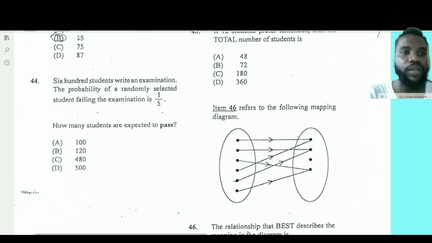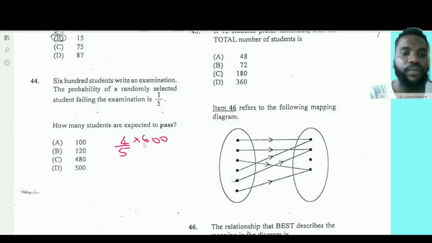44. This is what it says. 600 students write an exam. The probability of a randomly selected student failing is 1/5. How many students will pass? Now, if 1/5 fail, it means that 4/5 will pass, because 5/5 make a whole, times 600.